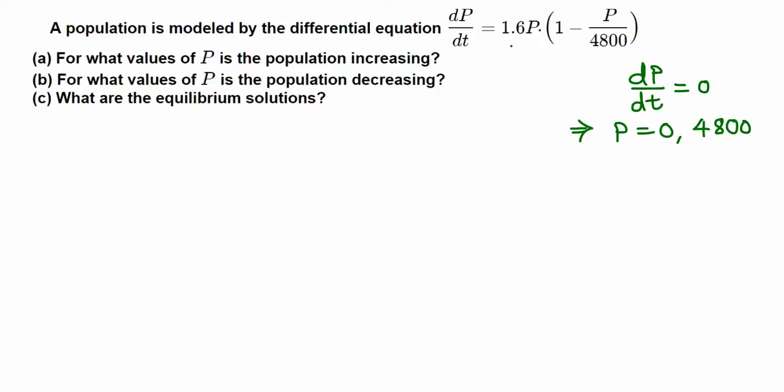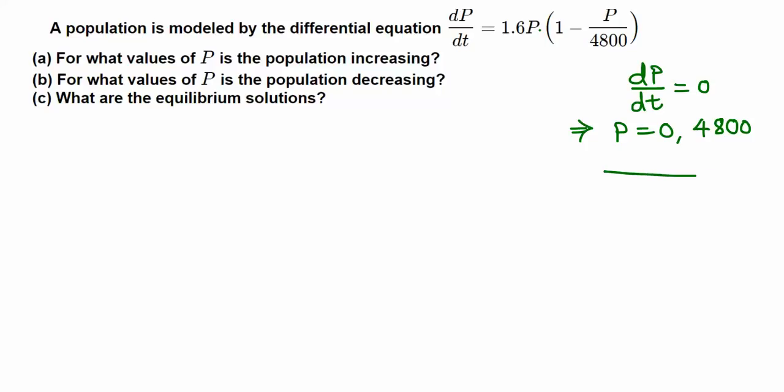So for this type of equation, p equals 0 makes everything 0, and 1 minus 1 is 0, and this becomes 1 when p is equal to 4800. And this is in fact the carrying capacity of the medium. So p equals 0 and 4800 are the equilibrium solutions.